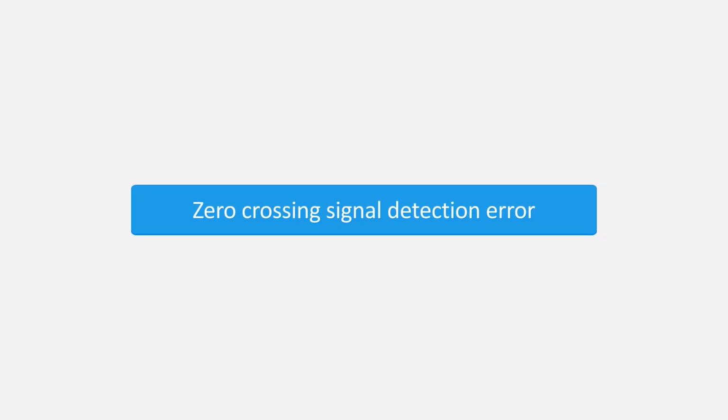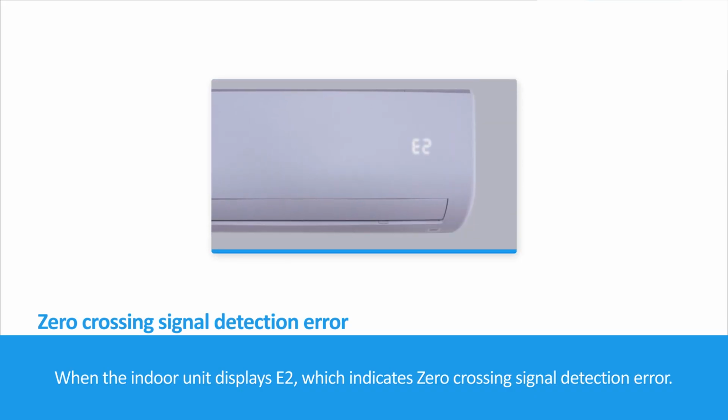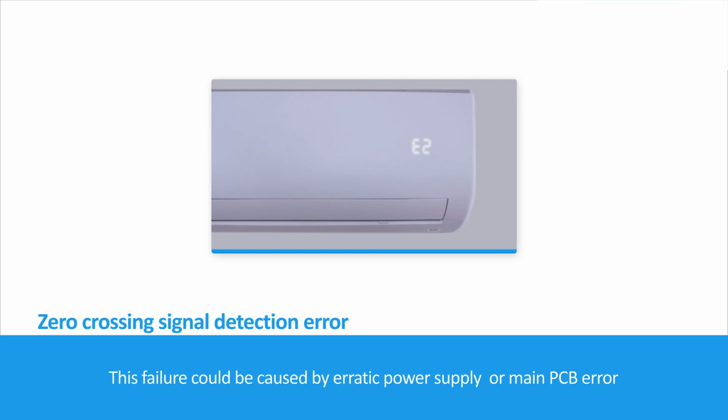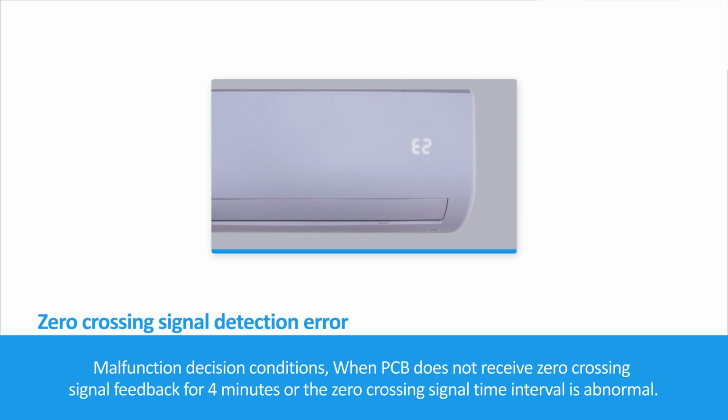Zero crossing signal detection error. When the indoor unit displays E2, which indicates zero crossing signal detection error, this failure could be caused by erratic power supply or main PCB error. Malfunction decision conditions: when the PCB does not receive zero crossing signal feedback for 4 minutes, or the zero crossing signal time interval is abnormal.